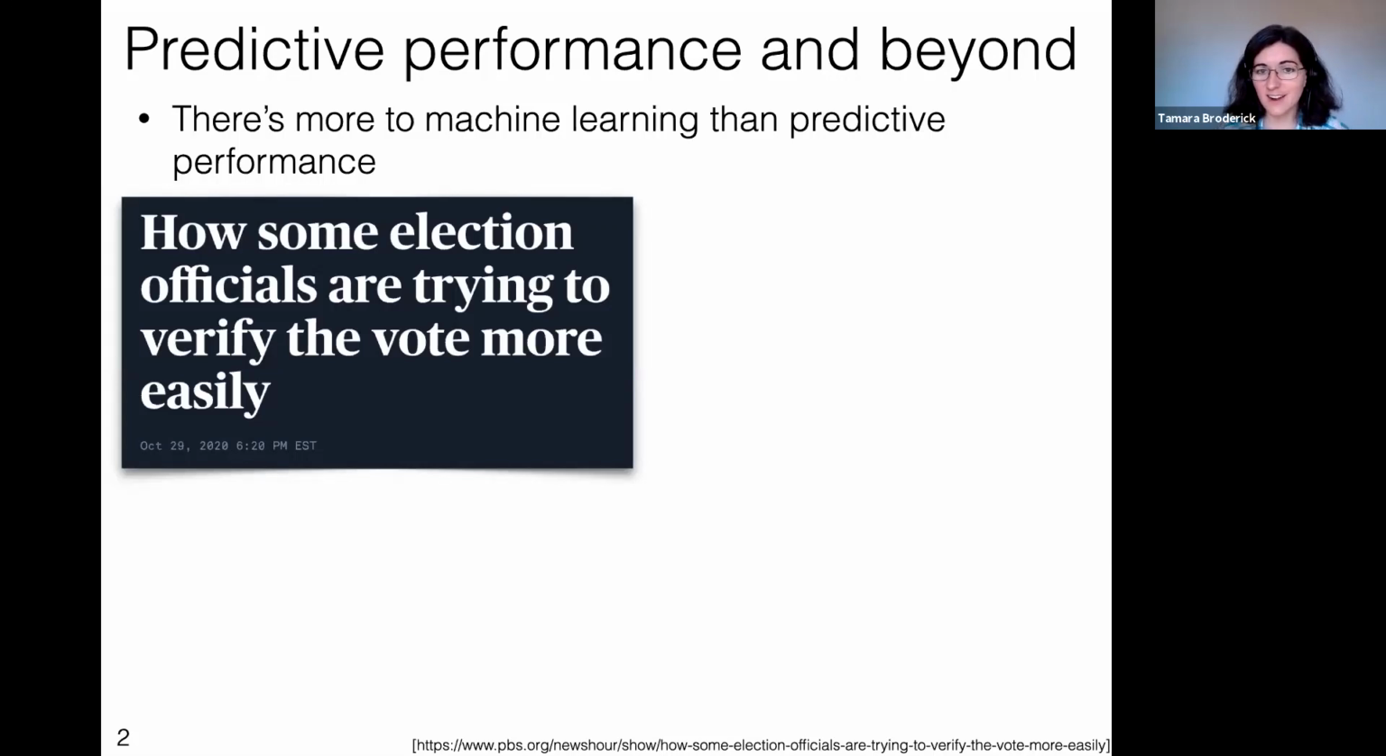Election audits are a very important item that people are talking about. 46 states, at least according to this article in October, have some sort of auditing regime in place to double check if there is some kind of user error or some kind of technical glitch or whatever. But this isn't a new idea of auditing elections.